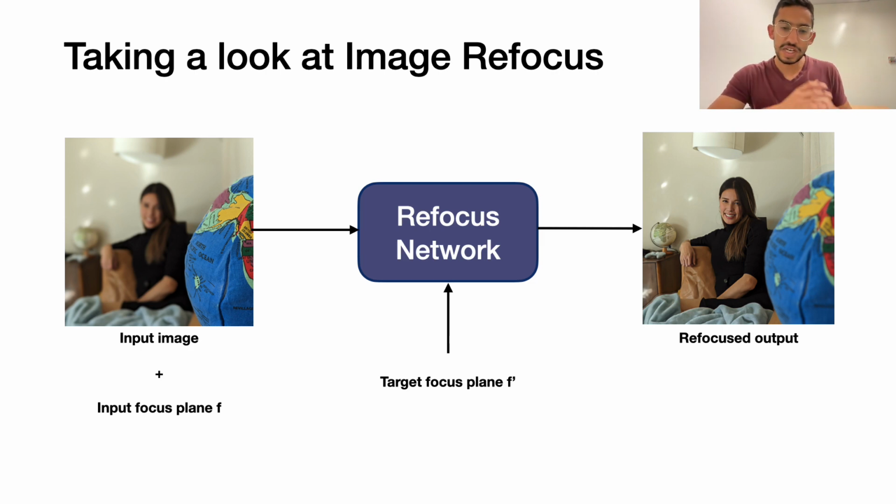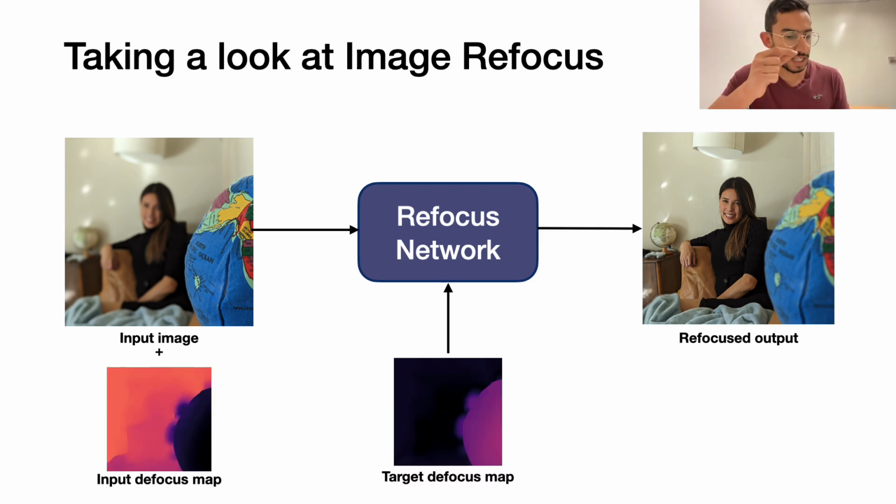So here, say you have a refocus network. You give it the input image, you tell it what the input focus plane is, which is here on the foreground, and then you give it a target focus plane, like on the background, and it will do image refocus for you. It will refocus on the background. Well, you don't need to give it explicitly a focus plane. You can give it a defocus map.